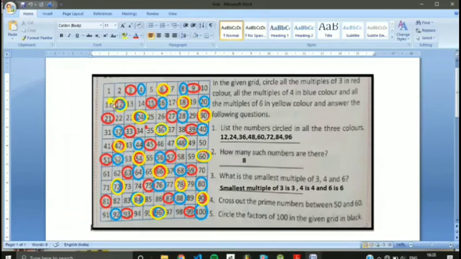So this way you have to identify multiples of 3. Now come to multiples of 4. Again same concept. First we'll go to the concept of tables. 4 1s are 4. 4 2s are 8. See, blue color is there. Circle is in blue. 4 3s are 12.